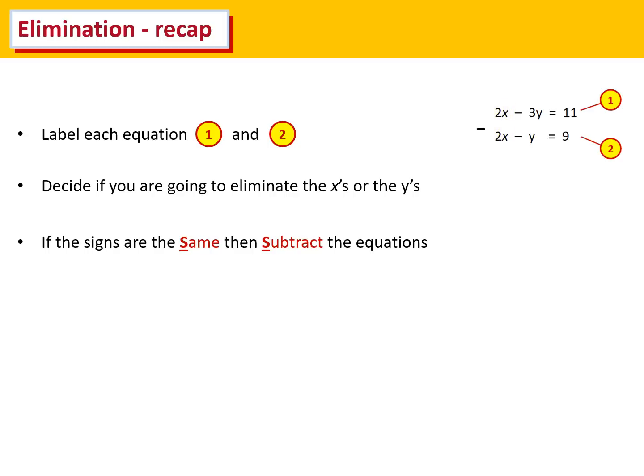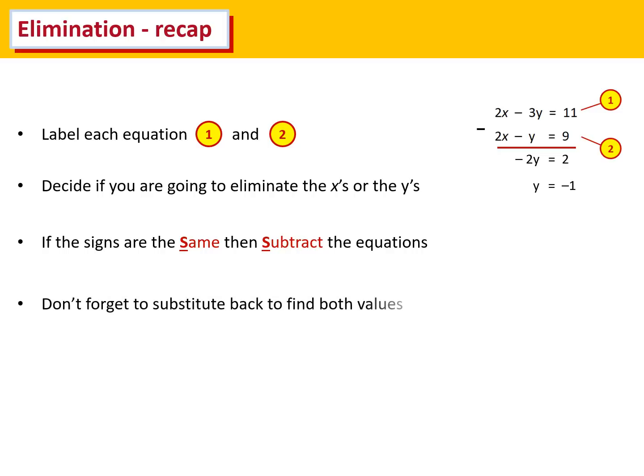So we're subtracting these equations, and just be careful when you do this, because the subtracting of negative y is adding y. So you've got negative 3y plus y gives you negative 2y. You do have to be careful. And 11 take away 9 just gives us 2. So that gives us y equals negative 1. We found one of the values.